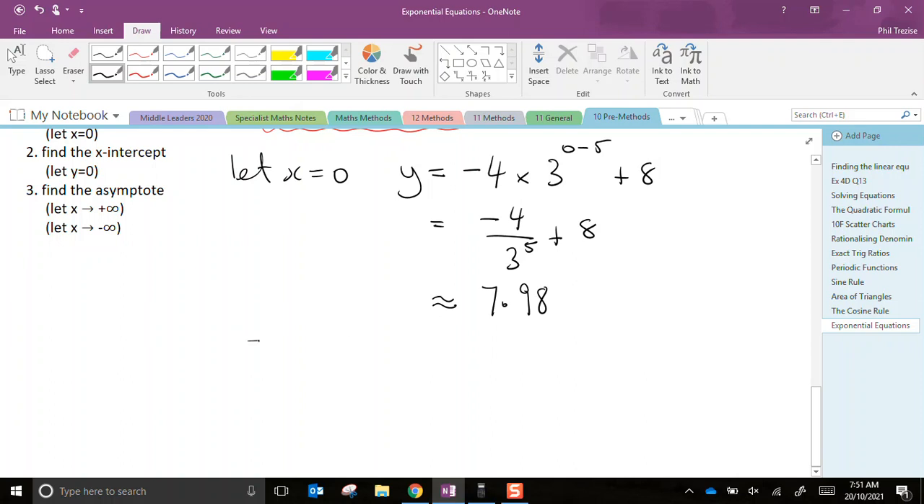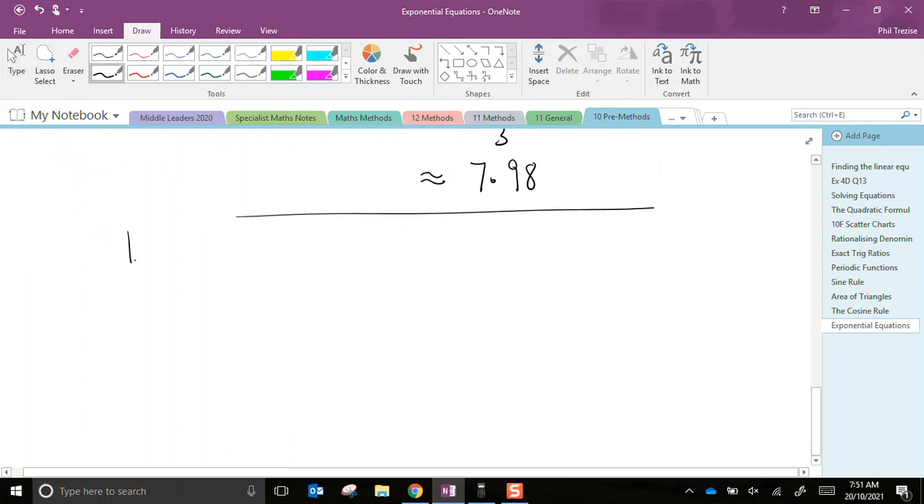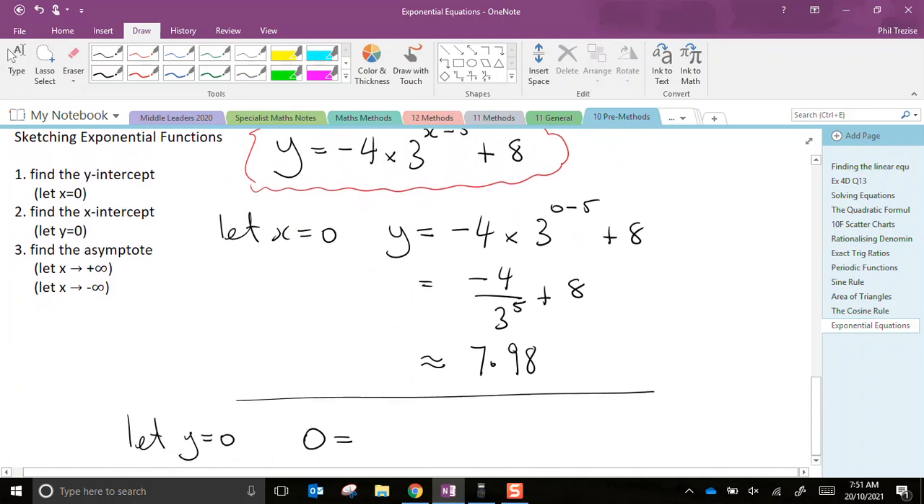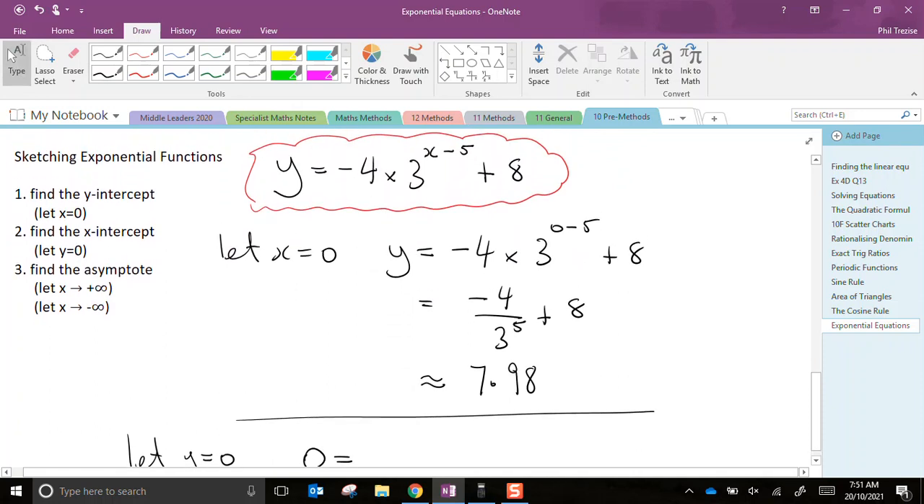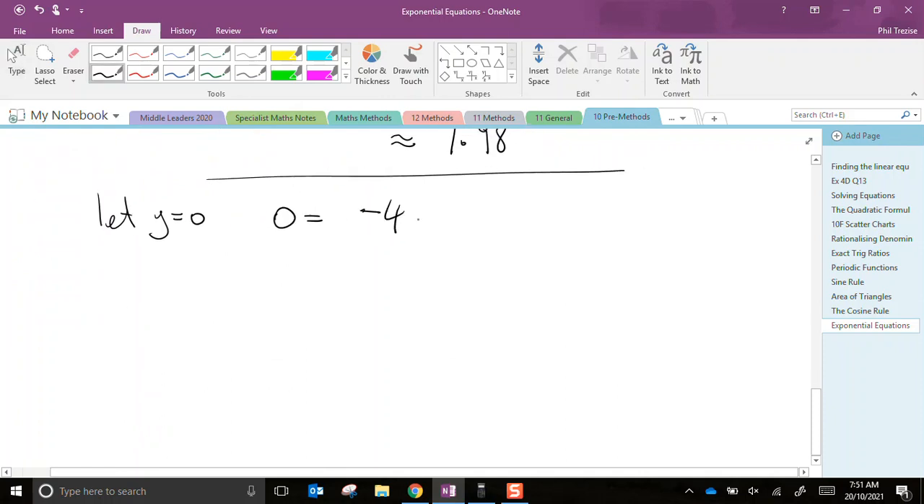That's our first step. Our second step, as you can see over here, we're going to find the x-intercept by letting y equal to 0. Again, communicate your thoughts by making a brief note of what you're doing, rather than just jumping straight into the equation. So I will be having -4 times 3 to the power of x minus 5, plus 8.